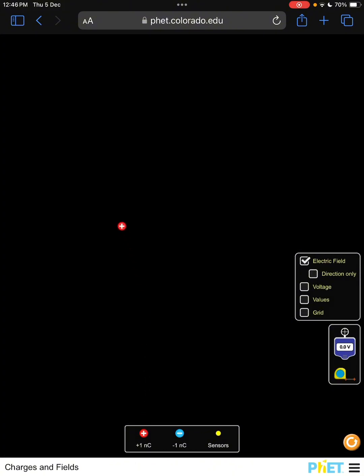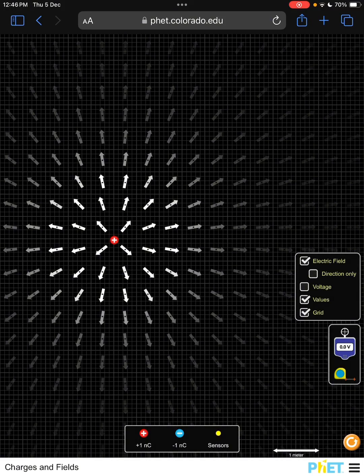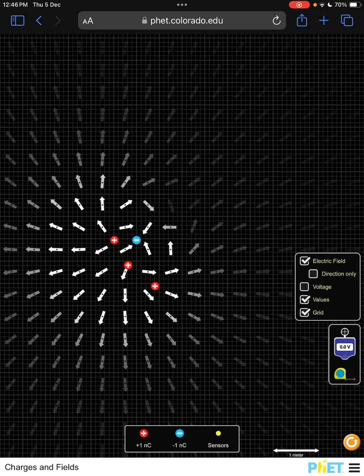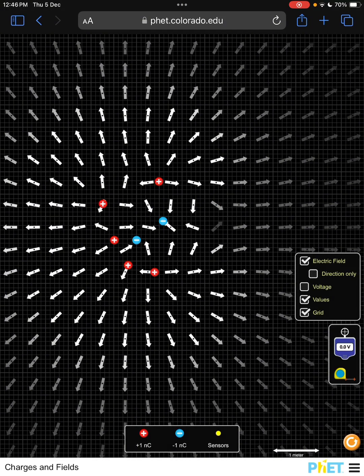Now, let's put a positive charge there, okay? And let's put a negative charge close to that, okay? So this is the situation that we were just talking about, okay? Electric field lines go out of positive charges and into negative charges. And if I put other charges, I get weird distributions like that, okay? You can play with that and see what happens, okay?